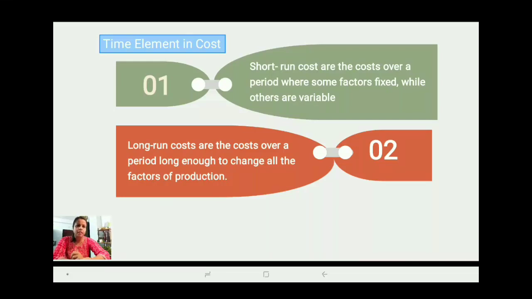And long run costs are the costs over a period long enough to change all the factors of production. So in short term cost, we have cost of variable factor and cost of fixed factor. But in long run cost, we have only the cost of variable factors.